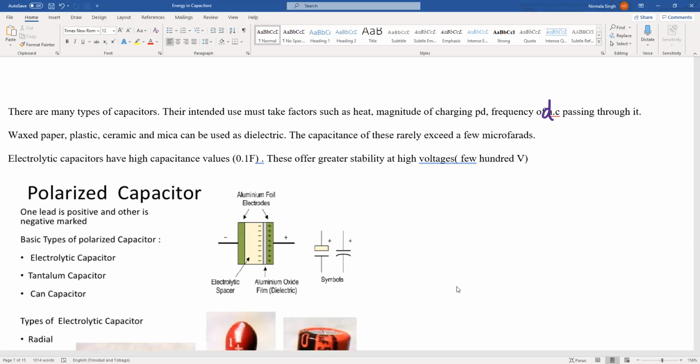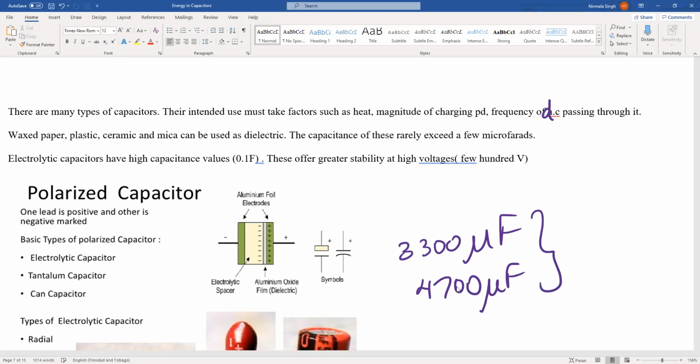So common capacitors, like what you all will be using, not even what you'll use in school, because the ones that we use in school are usually 3000 microfarads and 4700 microfarads. These are the capacitors we have in school. So we don't have the tiny, tiny ones. I've never seen a really small capacitor. We have okay size ones.